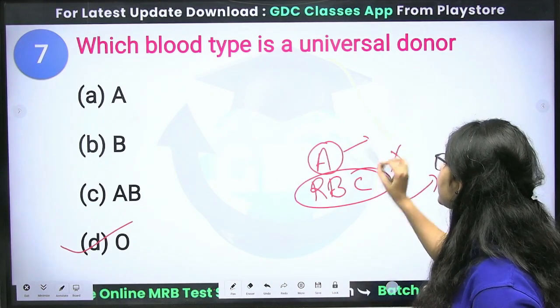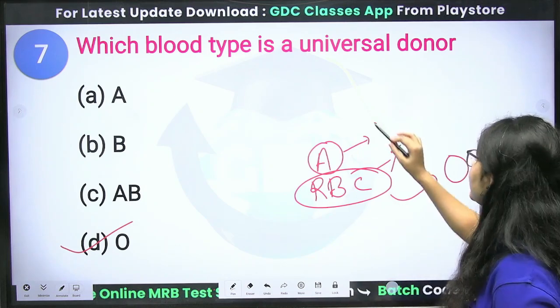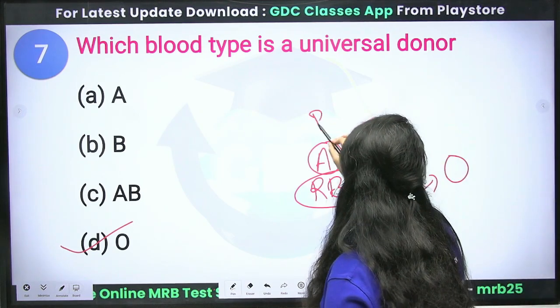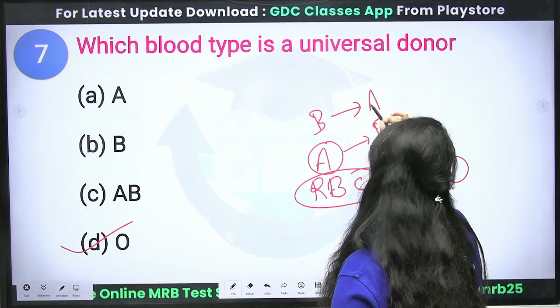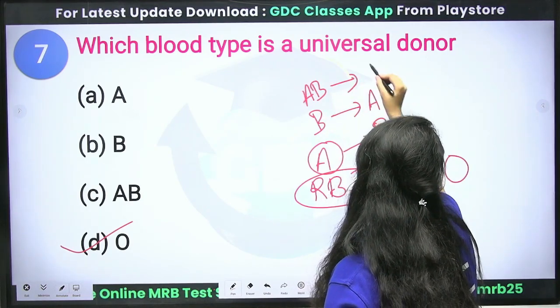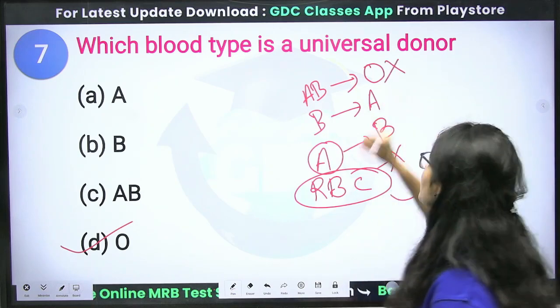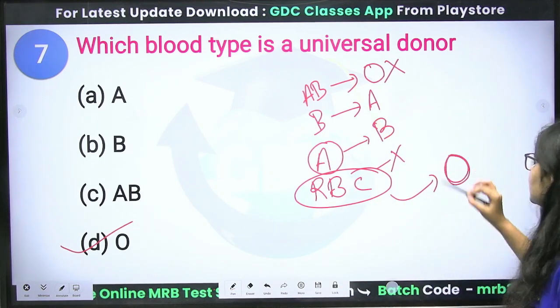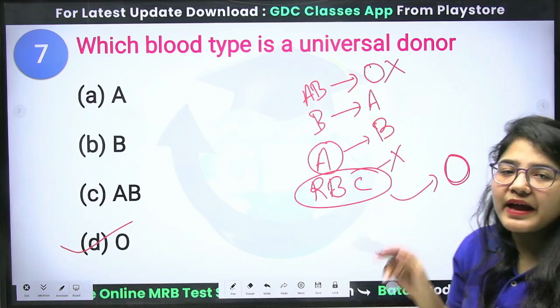Next, the antibody created by its body will be B. Clear? Next, we have blood group B. The antibody will be A. We have blood group AB. The antibody will be 0. That means no antibody. Now what will happen? 0 means there is no antigen.